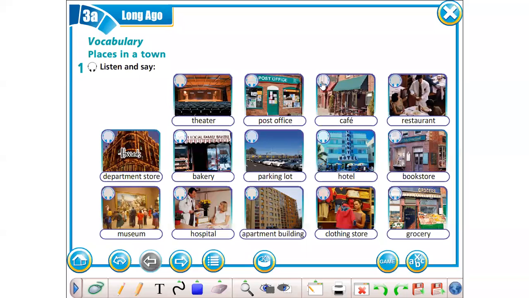Theater. Post office. Cafe. Restaurant. Department store. Bakery. Parking lot. Hotel. Bookstore. Museum. Hospital. Apartment building. Clothing store. Grocery.